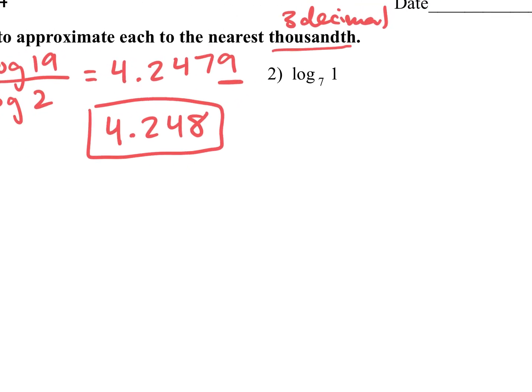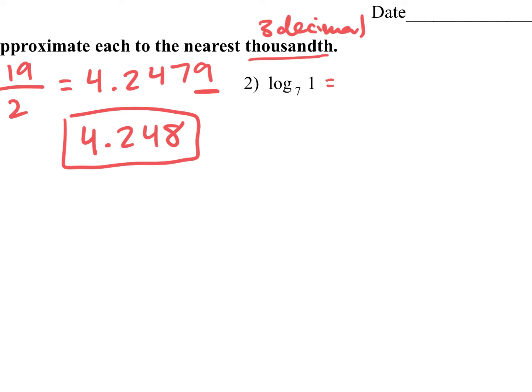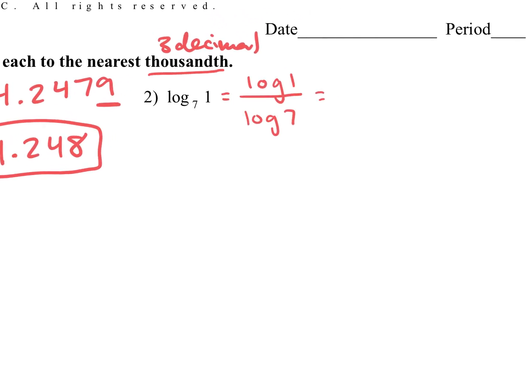All right, let's look at number 2. What's going to go on the top? Log 1 divided by log 7. So then when we put this in our calculator, we should get 0. So 0 is our answer here.